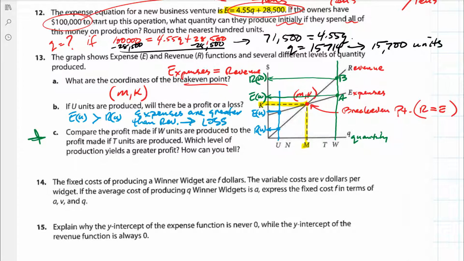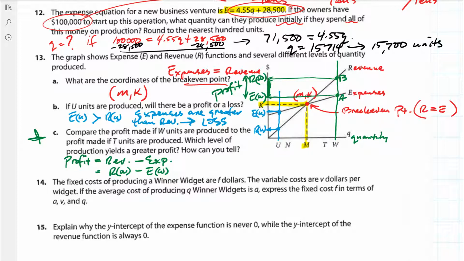And notice that R of W is bigger than E of W, and the distance between them is the actual profit. Revenue minus expenses equals profit. Let me write that down. Profit is equal to revenue minus the expenses. So in our first scenario at W, the profit is equal to R of W minus E of W, and it's whatever this distance is between these two points.